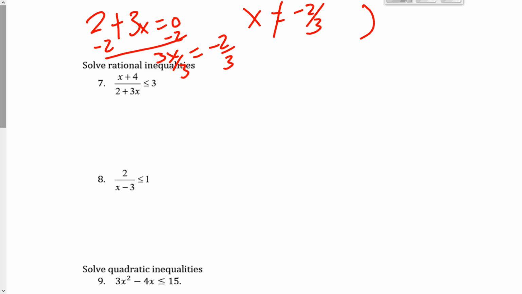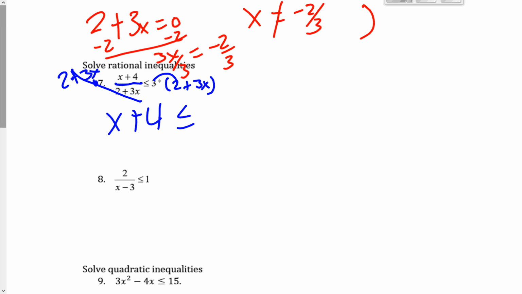Then I need a second one. So how do I get rid of dividing by 2 plus 3x? Well, I multiply by 2 plus 3x on both sides. So 2 plus 3x. Okay, so then I have x. These cancel out, which is awesome. No more fractions, right? No more fractions is a happy day. Less than or equal to, multiply, distribute that 3 to both the 2 and the 3x. So you get 6 plus 9x.